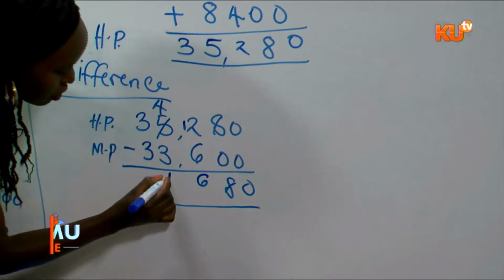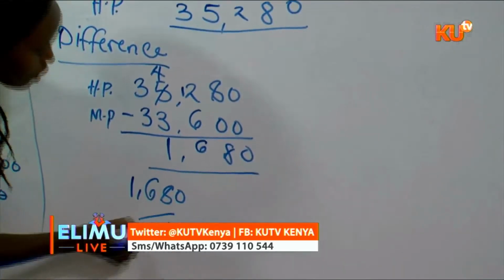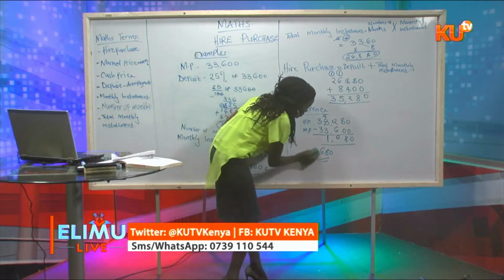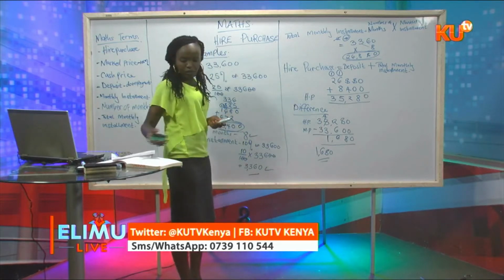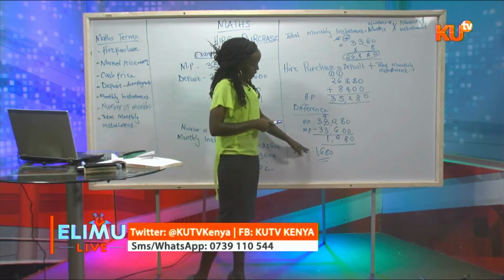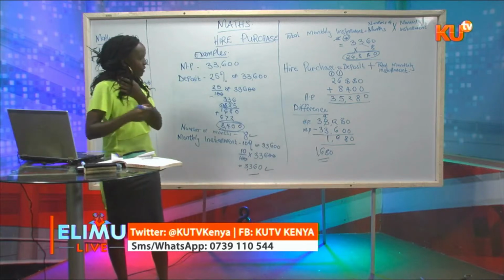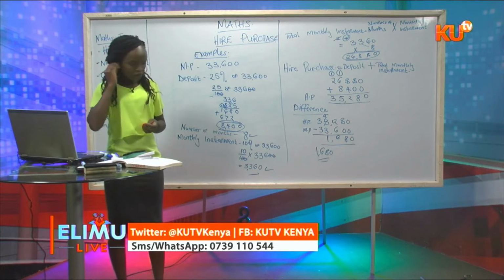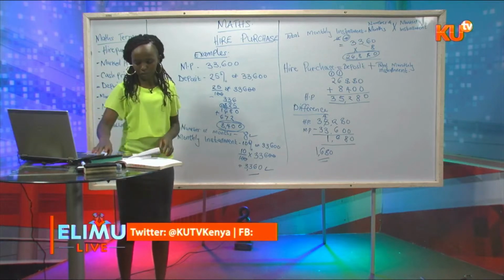And then 3 minus 3 is 0. So we have 1,680. Now the 1,680 is the difference between the hire purchase and the marked price. So it means that the person who bought it on hire purchase paid 1,680 above the marked price. Remember we said that the hire purchase price is always higher than the marked price. So that person paid 1,680 more than the marked price.